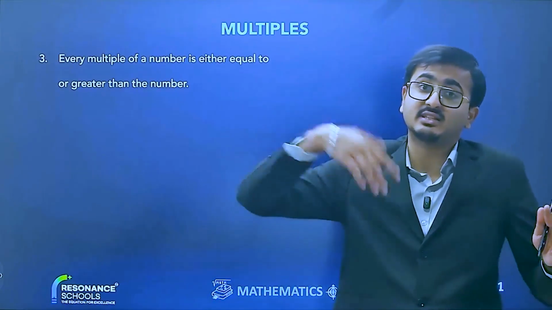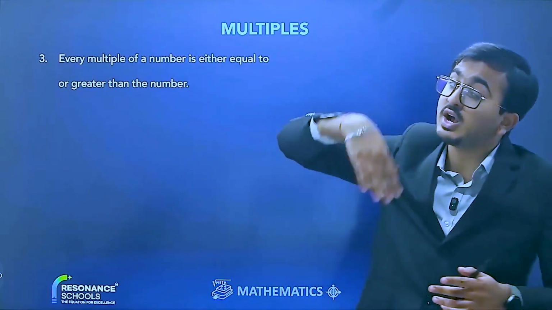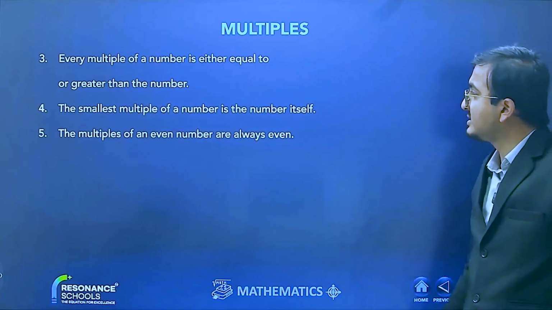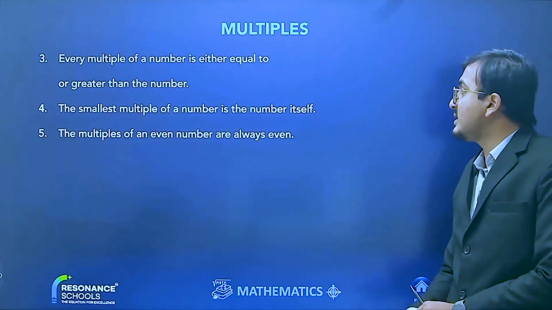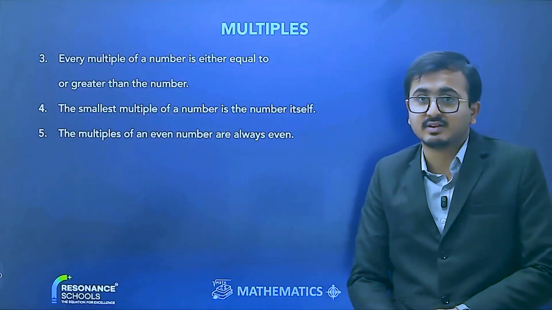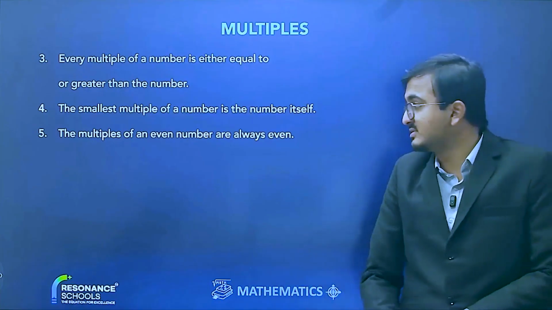Just like in factors, what was it? Equal or less than. Here it is equal or greater than. Clear? Next. The smallest multiple of a number is the number itself, correct? Obviously. Again, it gets reversed. Just like in factors, it was the greatest number, now it will be the smallest number.